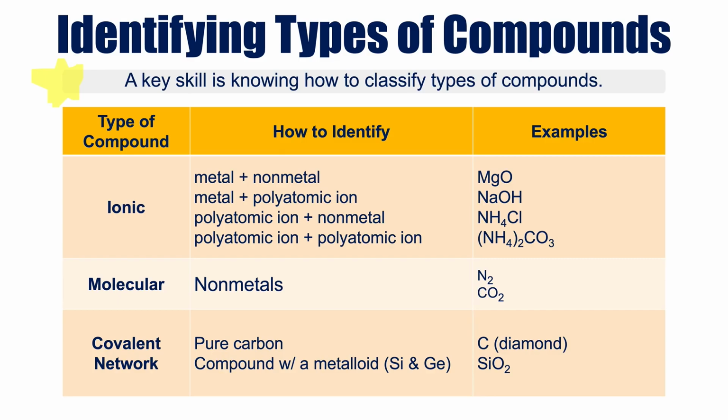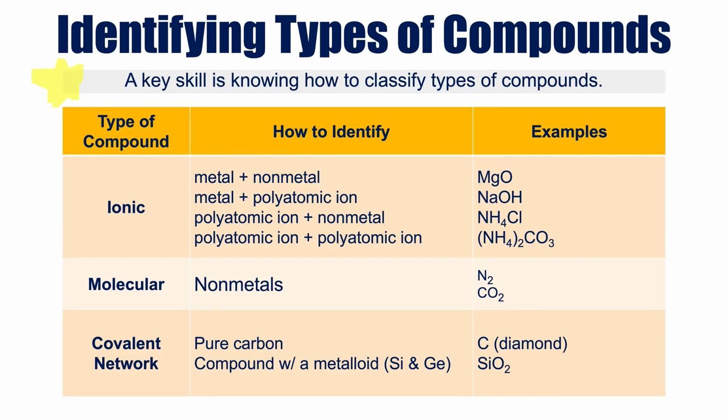A molecular compound is just going to be made up of nonmetals. For example, diatomic nitrogen, N2, carbon dioxide, CO2, and water, H2O, are all examples of molecular compounds. Whereas a covalent network compound is either made up of pure carbon, sometimes called elemental carbon, which is when carbon is just by itself. You'll see carbon's symbol, and next to it in parentheses, the format it's in, either C diamond or C graphite.